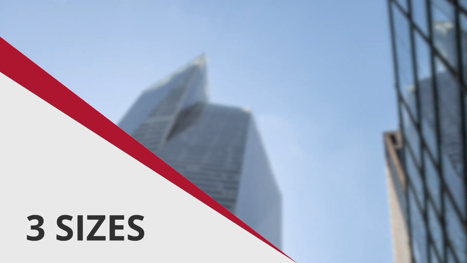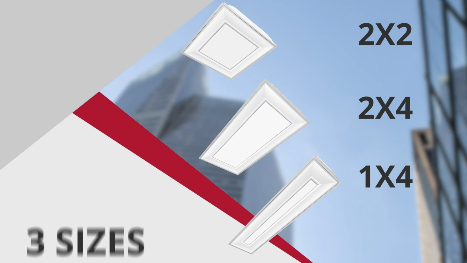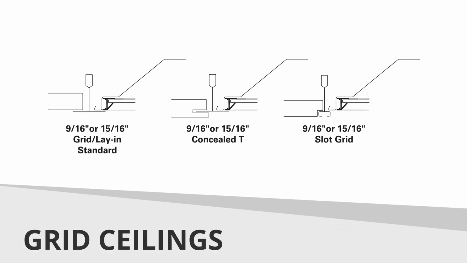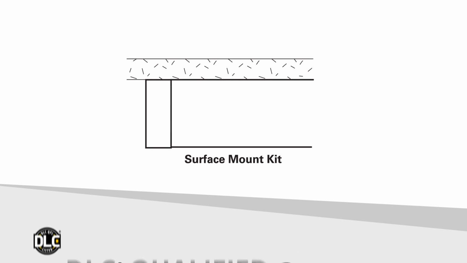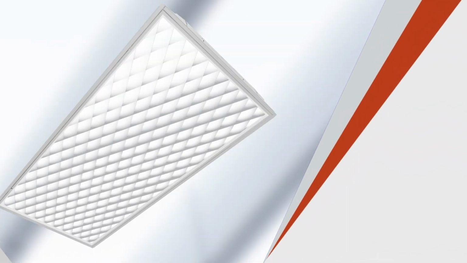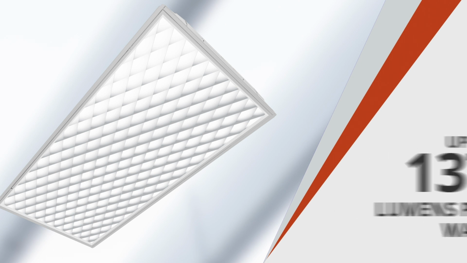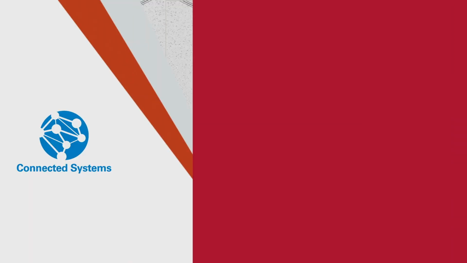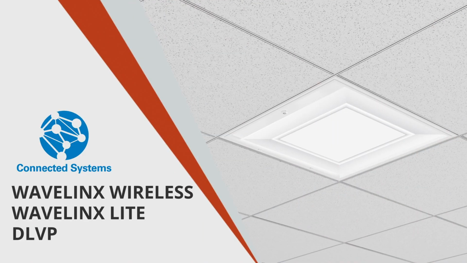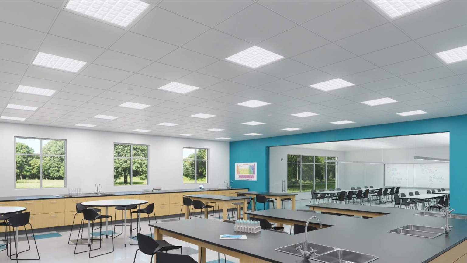Yeah, so the Perceive comes in three sizes: 2x2, 2x4, and 1x4. And can be mounted in recessed grid ceilings, hard ceilings, and surface mounted as well. It is DLC qualified with luminous efficacies up to 137 lumens per watt. It has a service from below design, and it comes with our award-winning WaveLinx control options, as well as compatibility with our low voltage systems like DLVP.